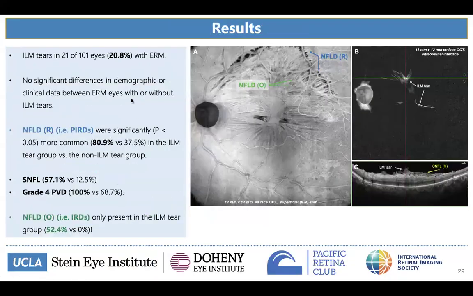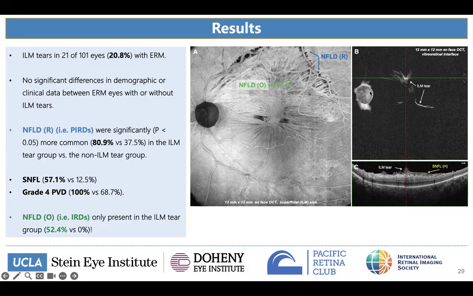We found a prevalence of ILM tears in about 21% of eyes with epiretinal membrane, and we identified some statistical significance in this association. First of all, the presence of round nerve fiber layer defects, that is paravascular inner retinal defects, was significantly higher in the ILM tear group versus the non-ILM tear group. This was also the case for schisis of the nerve fiber layer and grade 4 PVD. Importantly, the presence of inner retinal dimples was only detected in the ILM tear group.